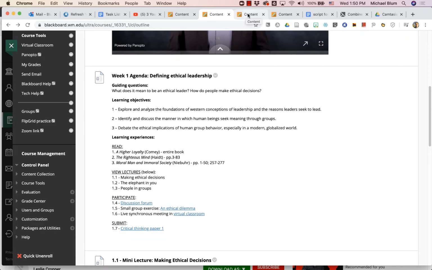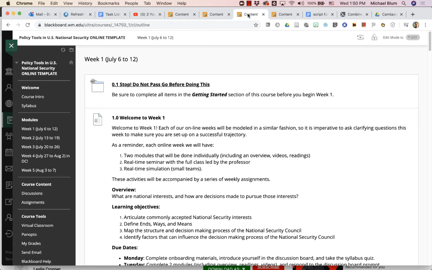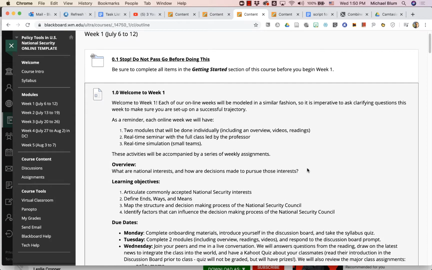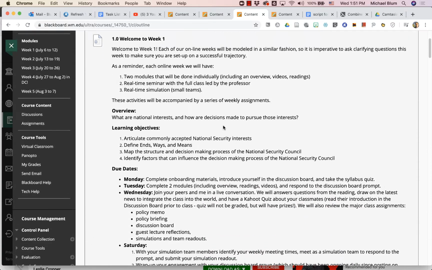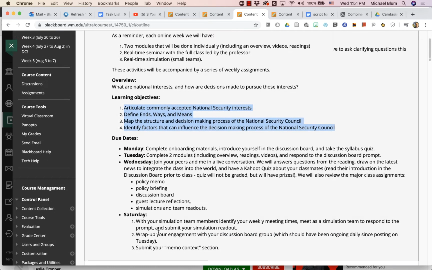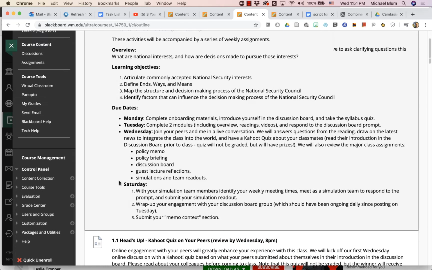So I think the next way that I'll show you is going to be a little bit easier, and this is going to be David Trischler's site on policy tools in U.S. national security. And if I go to his week 1, you'll notice week 1, July 6th to 12th. And then we jump right into a welcome to week 1. And again, here are some learning objectives that are going to be very important and some due dates. This is really important, and I would highly recommend that if there are going to be due dates, that you make sure that those are stated.